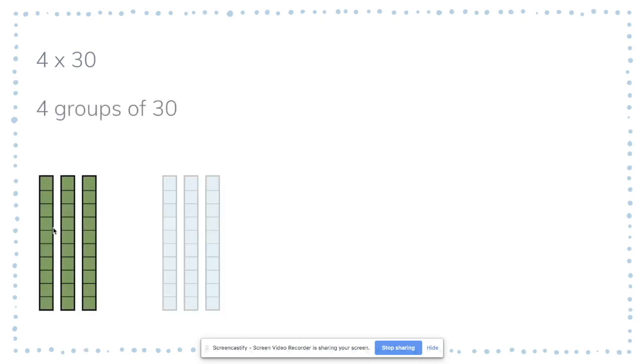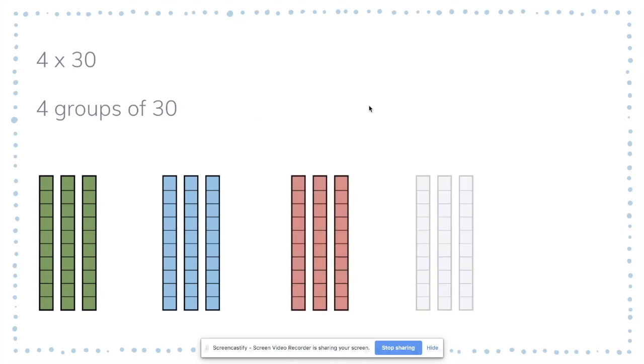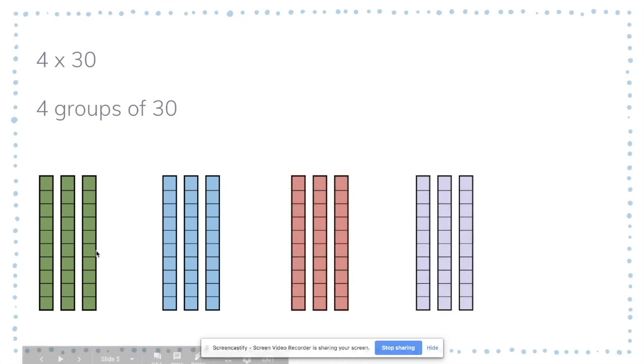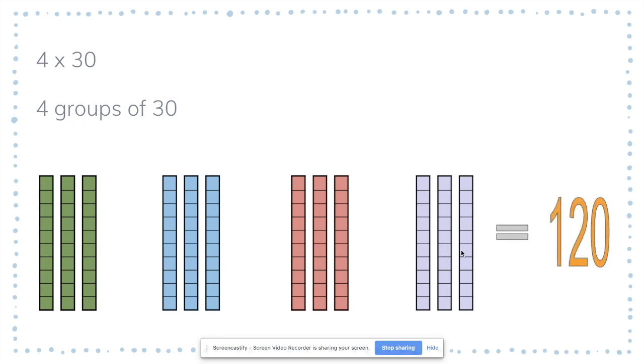So 4 times 30. All right, let's try it. 4 times 30 means 4 groups of 30. So we have 30, 30, 30, and 30. We got 4 groups of 30. So we can count it by 10. So we know this is 30, 40, 50, 60, 70, 80, 90, 100, 110, 120. So we can count it by tens and say, all right, this is 120.